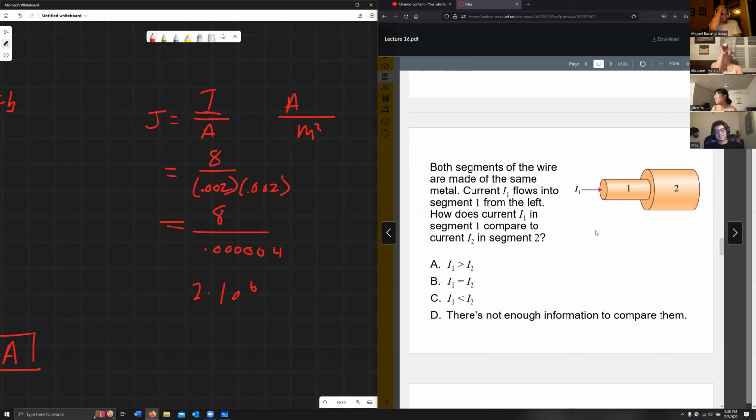All right. So here we have both segments of the wire that are made of the same material. You have a current flowing through the first segment. How does the current I in segment 1 compare to the current I sub 2 in segment 2? It's the same. I'm assuming it's the same.